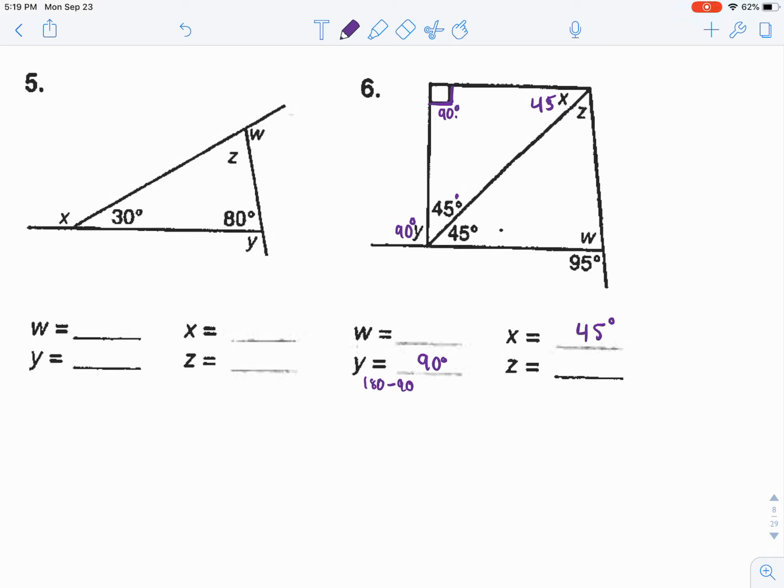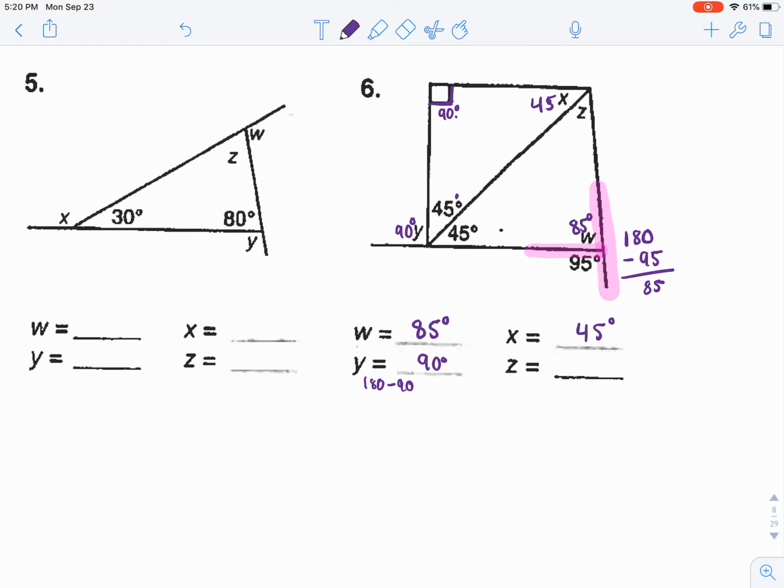We need to find Z and we need to find W. Right now, W is looking more promising than Z. Let's find W first, because W and 95 create a linear pair. So, 180 minus 95 should equal W. And that's 85. W equals 85 degrees.